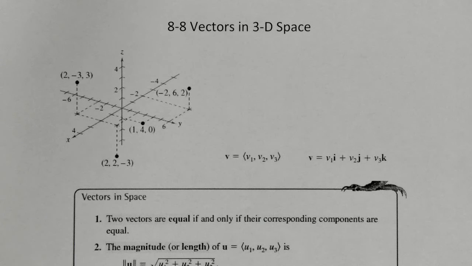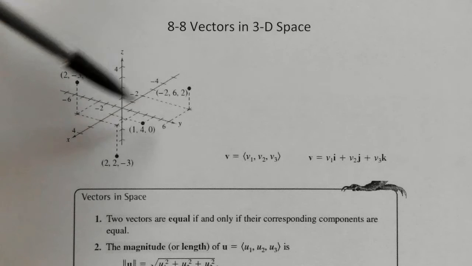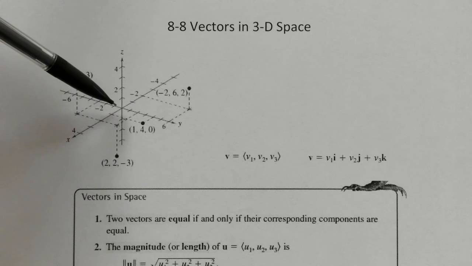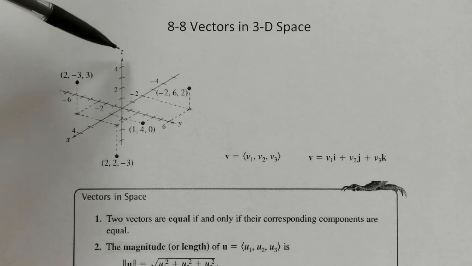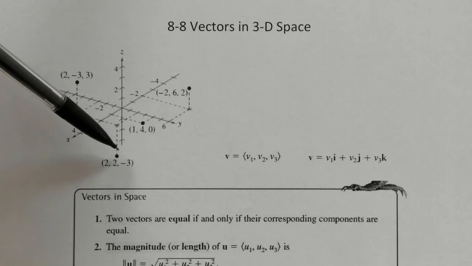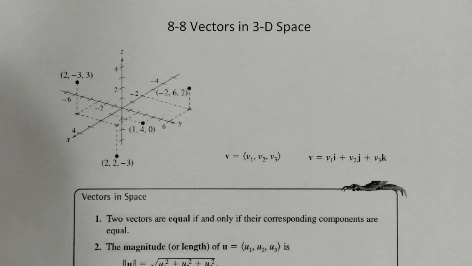Okay, in this section 8-8, we're covering vectors in 3D space. First of all, for those of you who are not familiar with the three-dimensional coordinate plane, you've got an x-axis, positive and negative side. You've got a y-axis, positive and negative side. And you also have a third axis for a third dimension, the z-axis. Up is positive on the z-axis, down is negative on the z-axis.